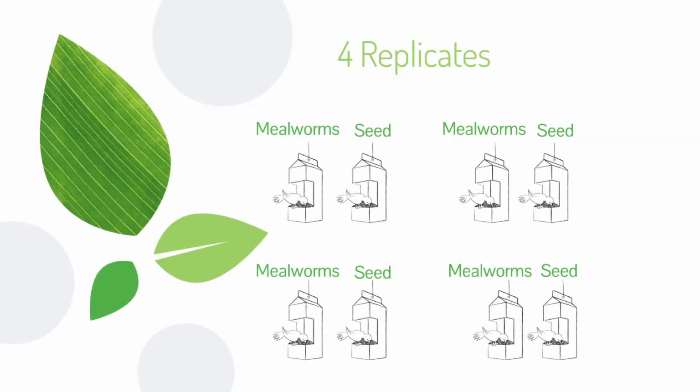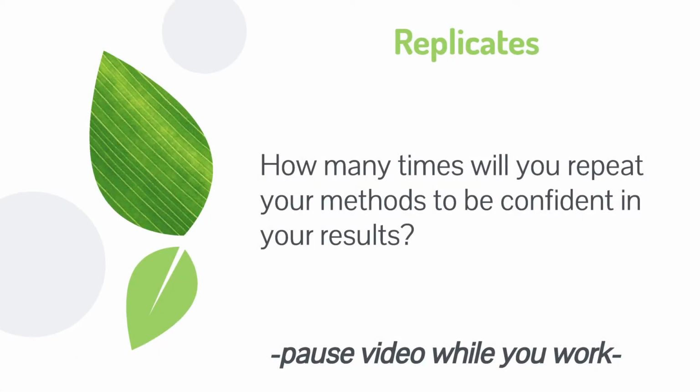But let's say this scientist put out 8 feeders, 4 with mealworms and 4 with seeds. They would be doing that first experiment 4 times. We would call this 4 replicates. I want you to think about how many replicates it makes sense for you to do to be confident in your results.